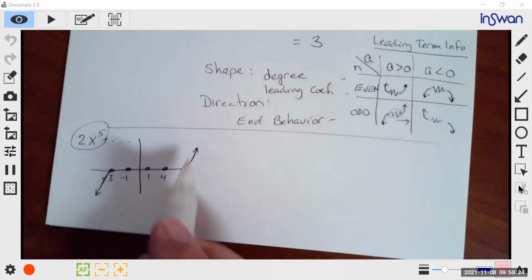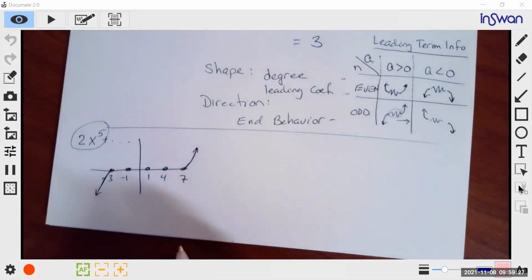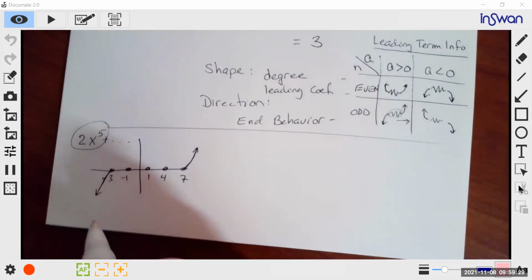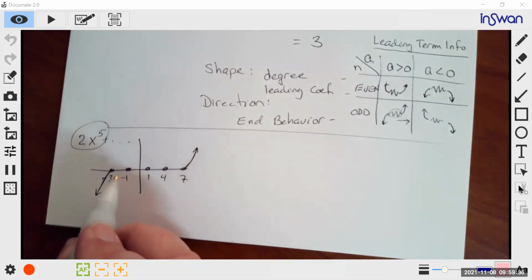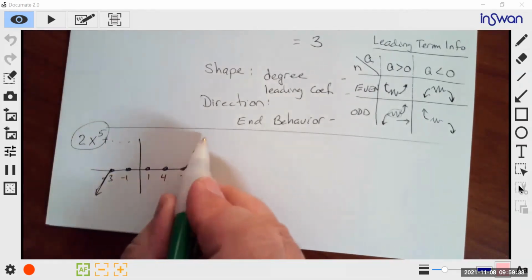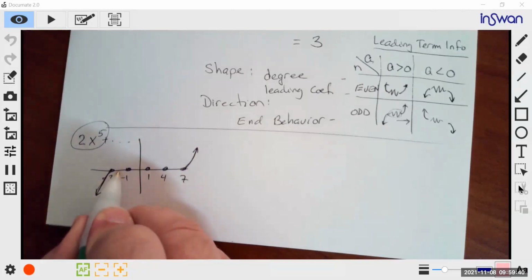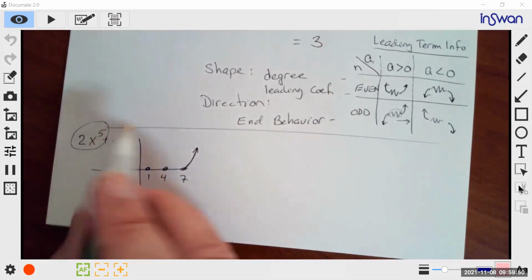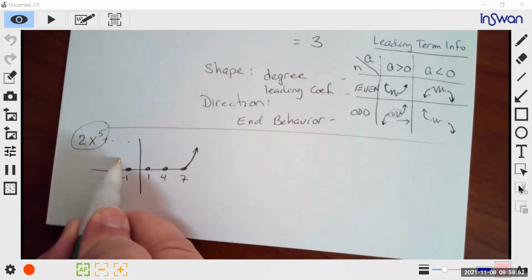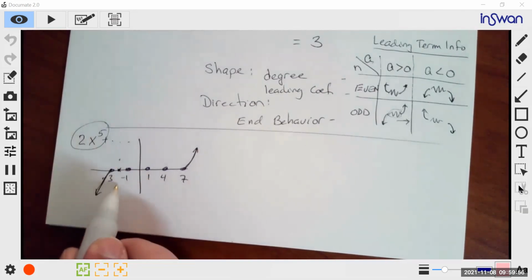And whatever happens in the middle, happens in the middle. The way we determine that is, since we know this has to be negative, this has to be positive, if we took another number inside here, let's say -2, and plugged it in our equation, one of two things can happen. If the answer is positive, then that point will be above the x-axis. If it's negative, it'll be below.